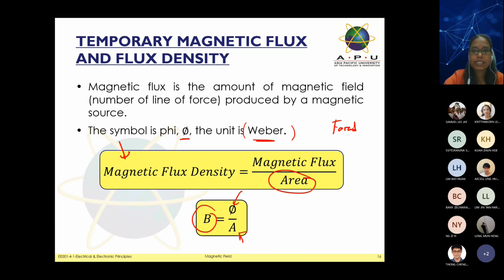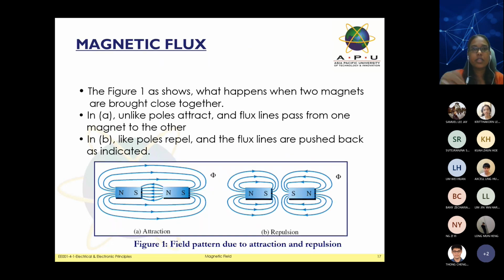Let's see the next slide. The next slide is the same thing. I'm not going to repeat it, because it just shows you the flux density attraction and also repulsion, based on the way the poles move apart when they have the same pole. You may have a look later on.